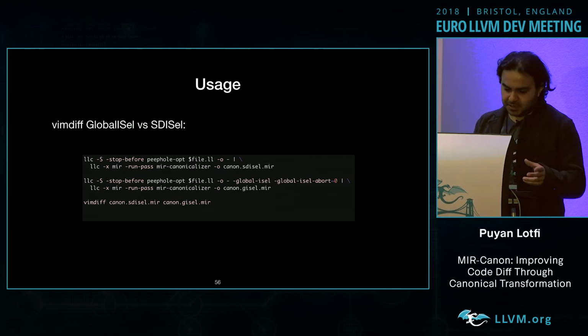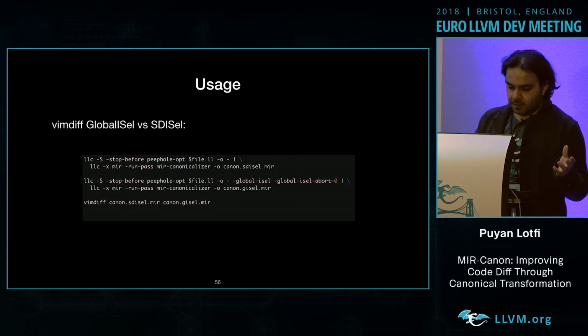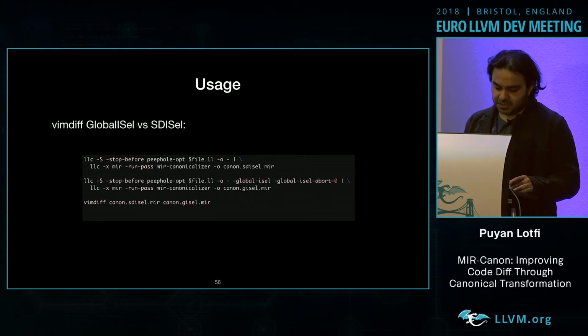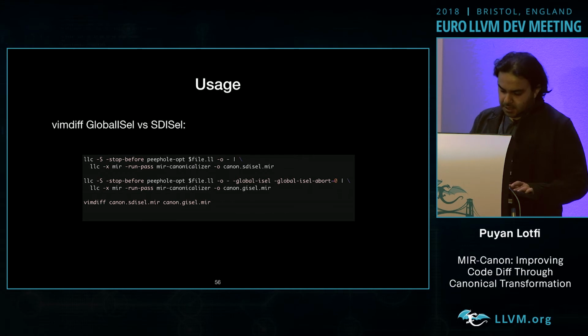And so the usage for MIR-Canon, the most straightforward usage is that you have the two cases that you want to compare. In our case, DAG-ISel versus GlobalISel. You pipe the output through the MIR Canonicalizer, and then you just diff the results.